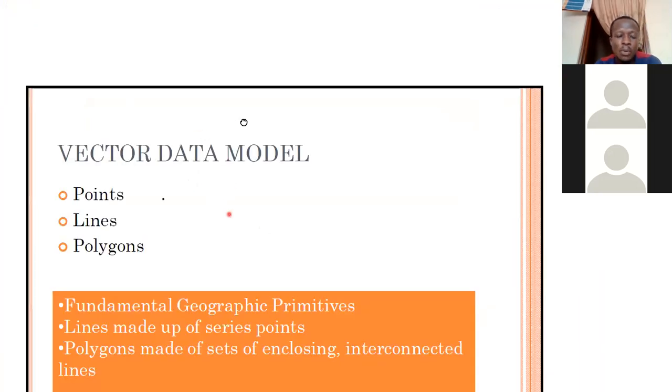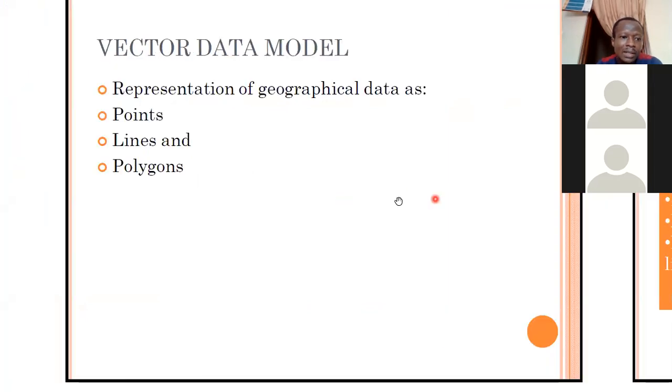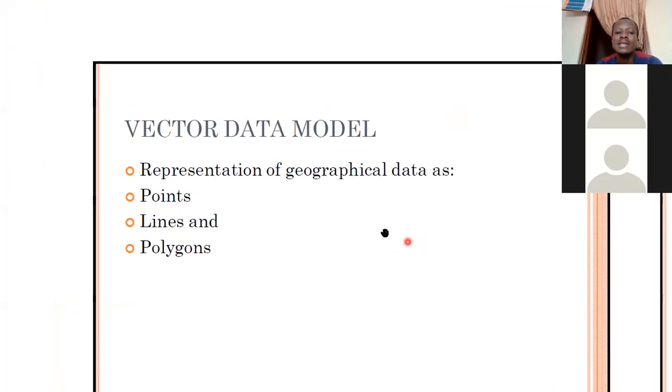As opposed to the raster data model making use of all these squares, we have the other model called the vector data model. The raster data model is not Bob Marley, so don't go and write it that way. Learn how to spell the word raster. The vector data model, on the other hand, is simple and very easy to understand. Points, lines, and polygons make up the vector data model.